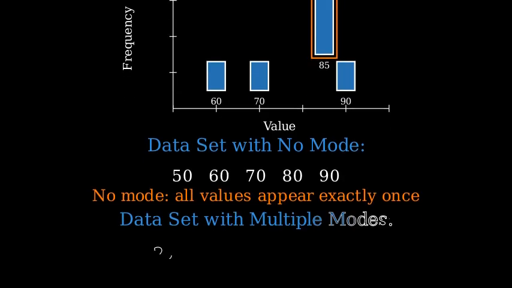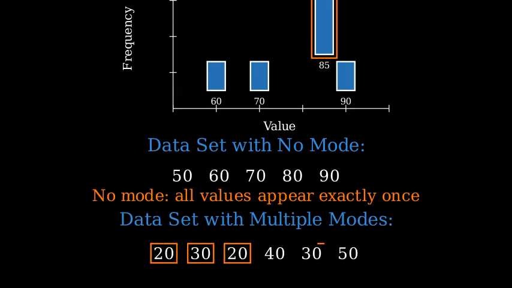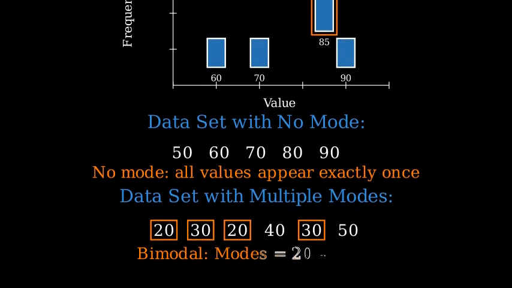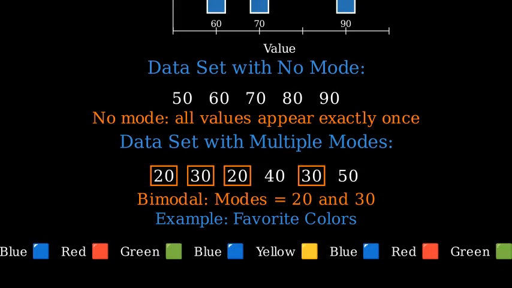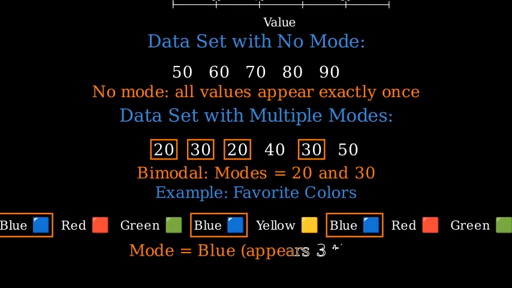For instance, in this data set, 20, 30, 20, 40, 30, 50, both 20 and 30 appear twice, making this a bimodal data set. The mode is particularly useful in categorical data where calculating the mean might not make sense. For example, if we survey people about their favorite color: blue, red, green, blue, yellow, blue, red, and green. Blue appears 3 times, more than any other color, so blue is the mode.